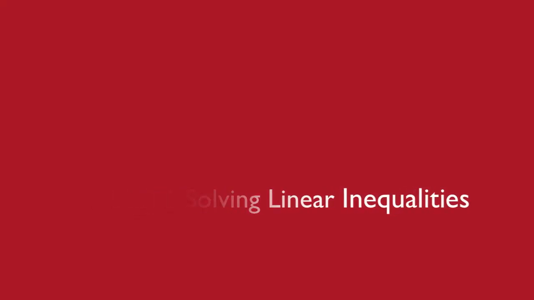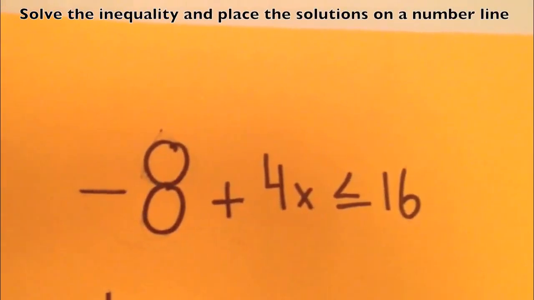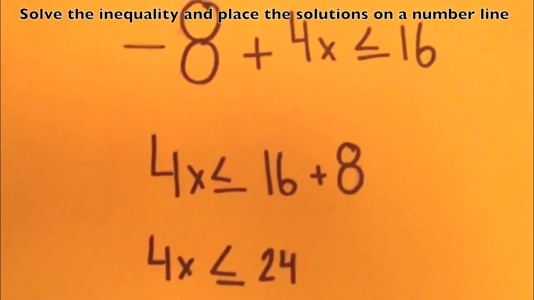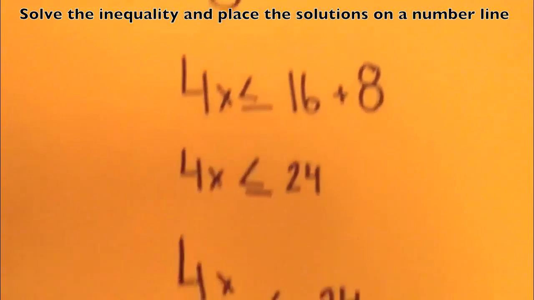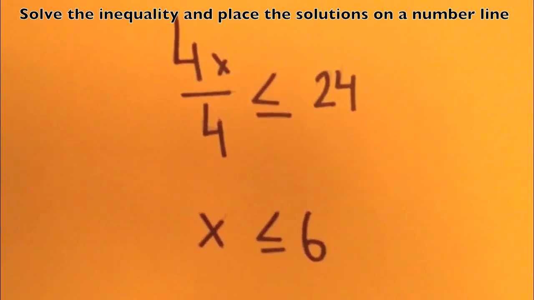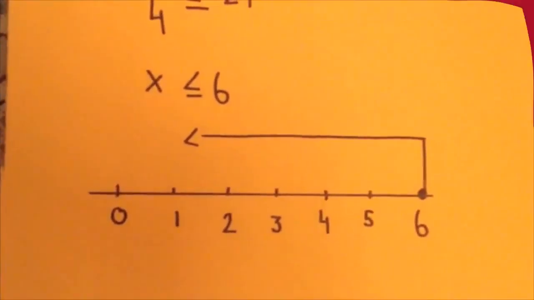Solving linear inequalities. Solve the inequality and place the solution on a number line. Solve by isolating for the unknown variable x. -8 plus 4x is greater than or equal to 16. Isolate x by adding 8 to the other side. Divide both sides by 4 to solve for x. Place the solution of x is less than or equal to 6 on a number line.